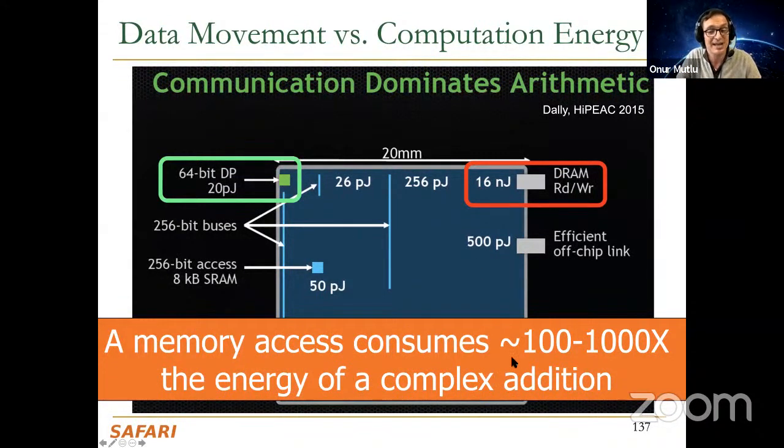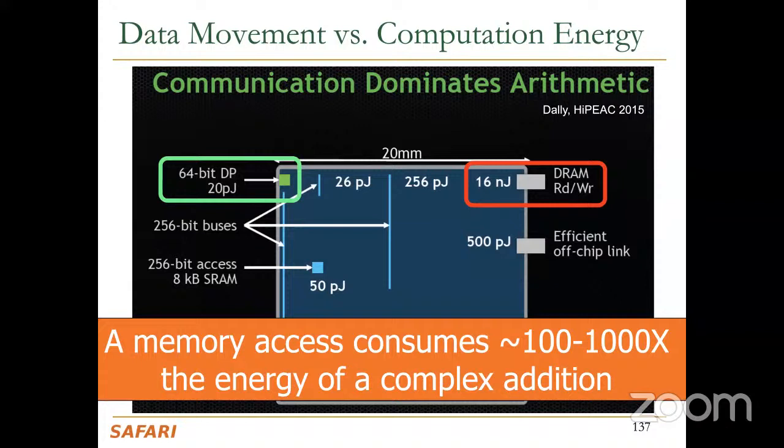So a memory access today actually consumes somewhere between 2 to 3 orders of magnitude more energy than a complex addition. So that's a lot, basically. That is unfortunate. Now your data access is really consuming a lot of your energy. And also it takes a lot of latency, which is not reflected in this picture.